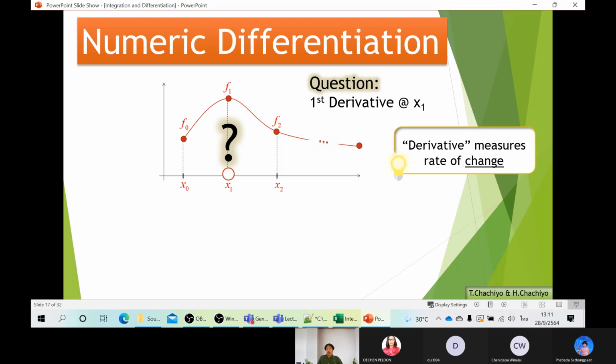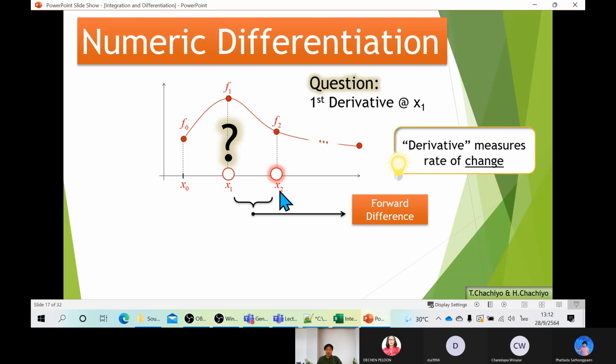So what do we do? First, we think of the meaning of derivative. Derivative means the change of something. In this case, it is the rate of change. It's the change of the function per the change of the x value. That's what the rate means. The change of f divided by the change of the variable x. So that's the meaning of derivative.